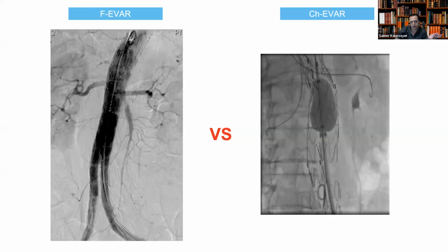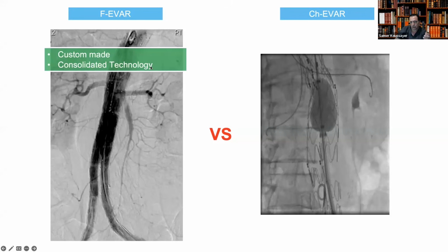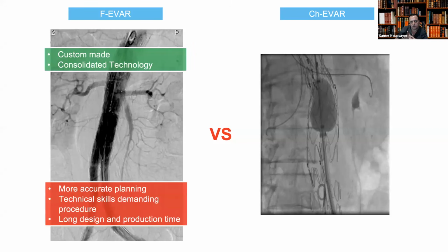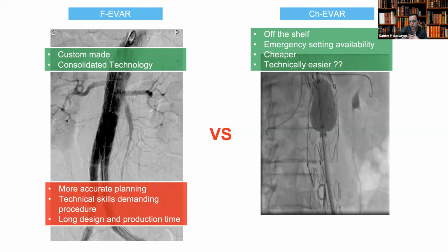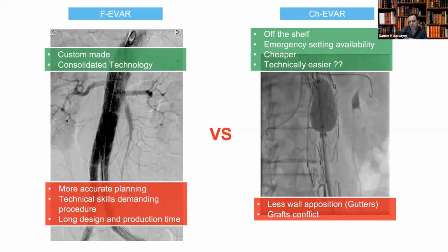How do we decide which one to go with? Of course, FEVAR is much better. It's custom made. It's considered established technology. It works very beautifully. We have a lot of data about it. It needs more time. It needs more expertise. And the most important, it takes a long time to get, at least to our region. And it's expensive. Whereas ChEVAR is off the shelf. It's good for emergency. It's cheaper and technically much easier. But the problem is that we always have a problem with the gutter leak. So we always have to talk about gutter leaks and how we can solve them. So you have both options. You can choose depending on your area and how emergent the case is.